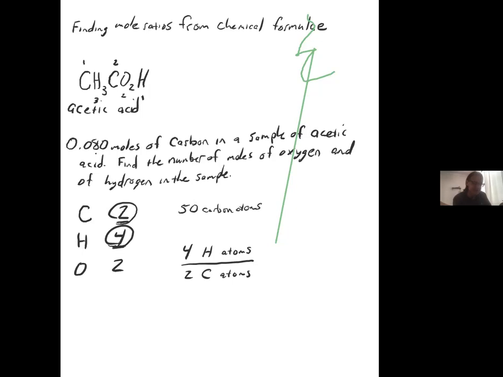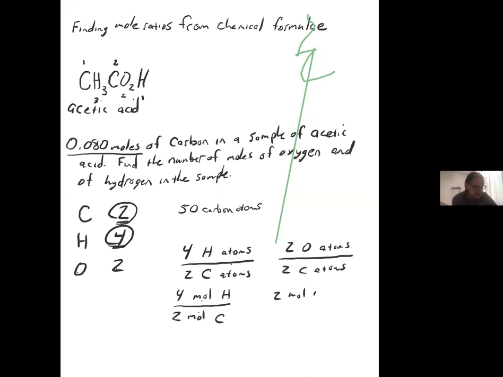So it's also true that four moles of hydrogen, that the ratio is four moles of hydrogen for every two moles of carbon. The ratio in atoms is the same ratio as moles. So when they give you moles, you can just use those ratios. Now, there's also a ratio between carbon and oxygen. So it looks like it's 2 to 2, right? There's two, I'll use oxygen on the top, two oxygen atoms for every two carbon atoms. But the mole ratio is the same, two moles of oxygen for every two moles of carbon.